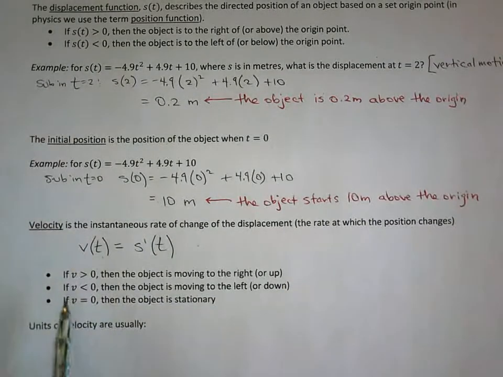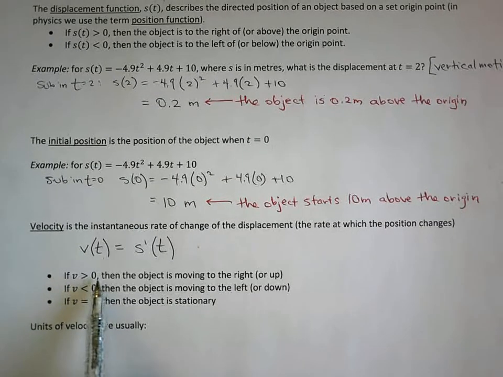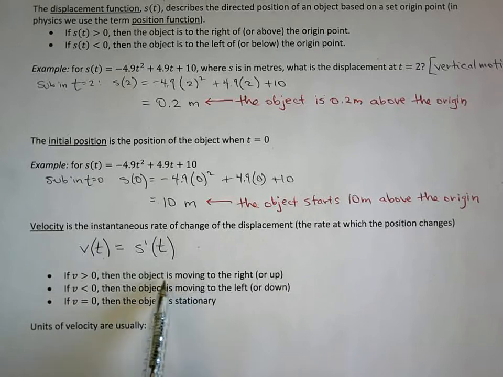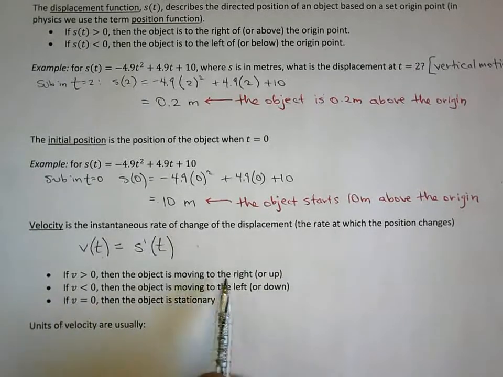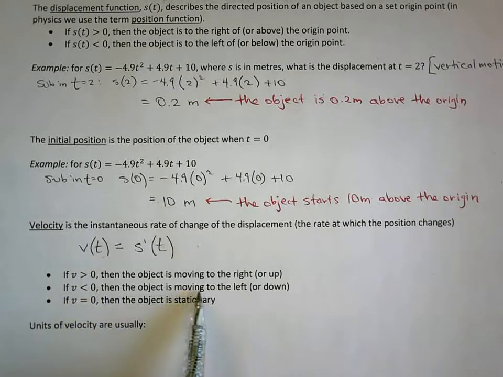Now, think about what this means. If your velocity is greater than 0, then your object is moving forwards. It's moving to the right, or it's moving up. If your velocity is less than 0, the object is moving to the left, or down. And if your velocity is 0, the object is stationary.